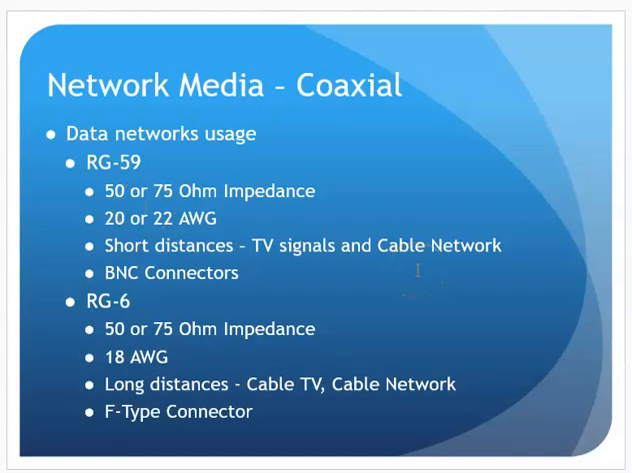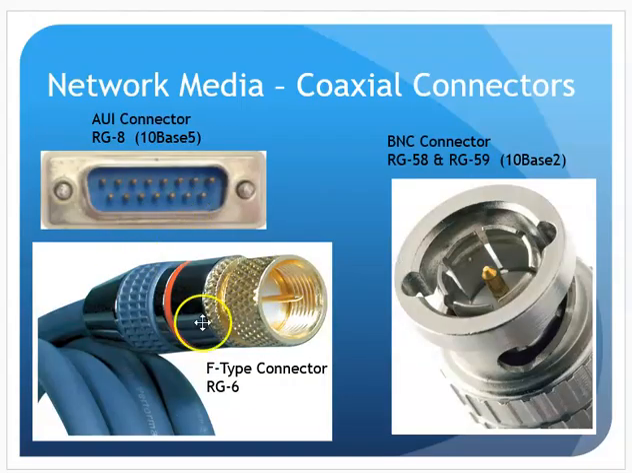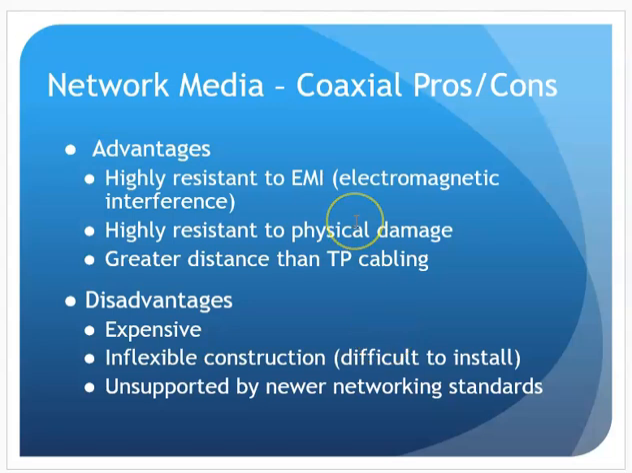The kind you would probably see today is more like your RG6, but you do run into RG59 and RG6. The RG6 is commonly what you would have if you have cable internet at your house, that type of thing, using the F-type connector, this type of connector right here, RG6 with the F-type connector. This was the BNC connector, that twist lock for the thinnet coax. And again, once upon a time, your coax was resistant to EMI, resistant to physical damage, and had greater distance than twisted pair.